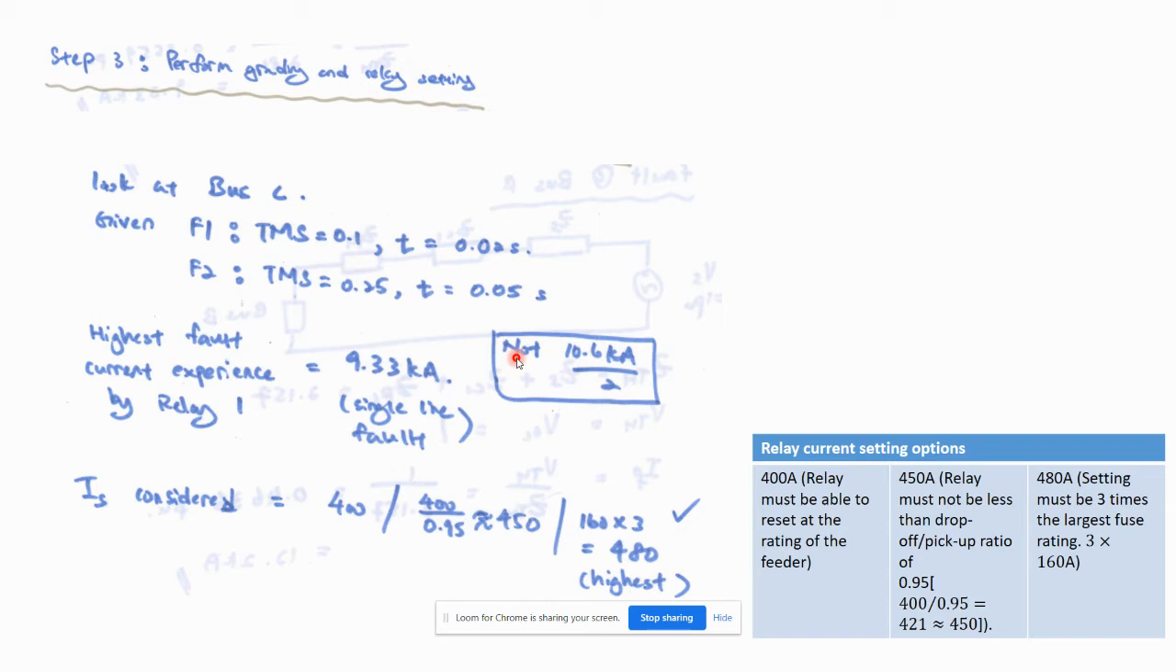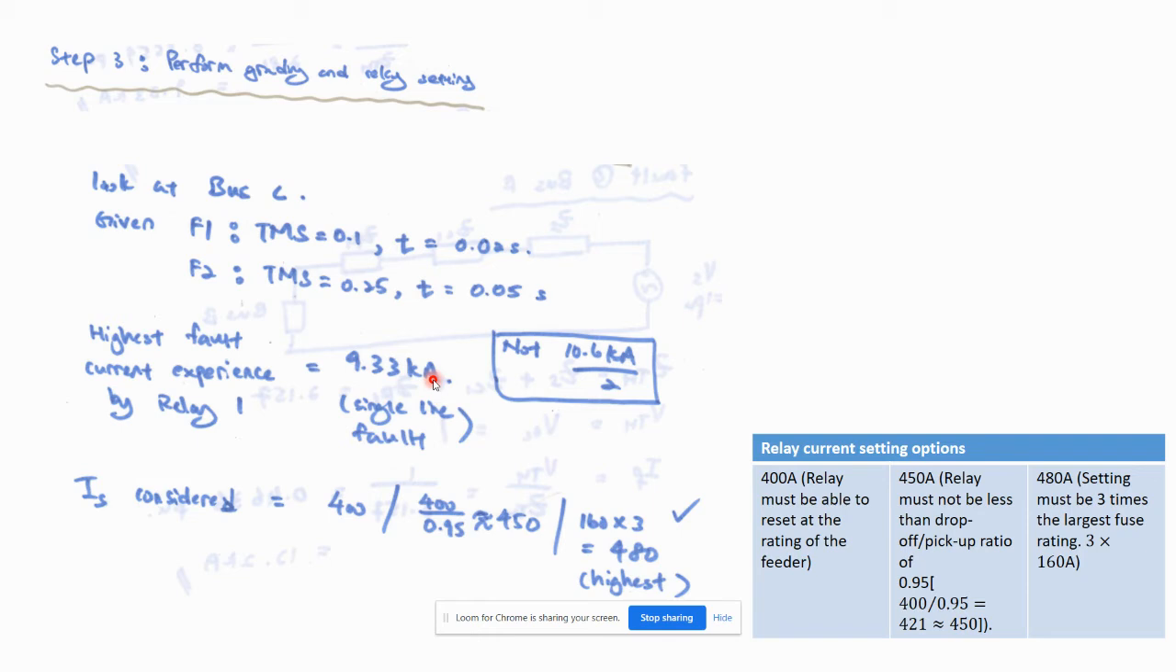So just now, remember when we calculated the fault at bus C, when you have two lines available, two paths available through C1 or C2, then the total fault current is 10.6 kA. But when you want to divide this fault into the two lines, it is 10.6 kA divided by 2, which is about 5.3 kA. And when you have a fault with only one of the lines available, either C1 or C2, then the fault experienced by the relay will be 9.33 kA.